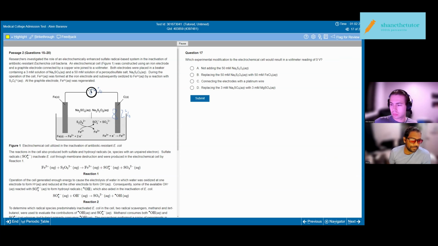Connected by a copper wire joined to a voltmeter. Both electrodes were placed in a beaker containing 3 millimolar solution of sodium sulfate and a 50 millimolar solution of peroxydisulfate salt. During the operation of the cell, Fe2+ ion was formed at the iron electrode. So if that is forming here, is the iron getting oxidized or reduced?